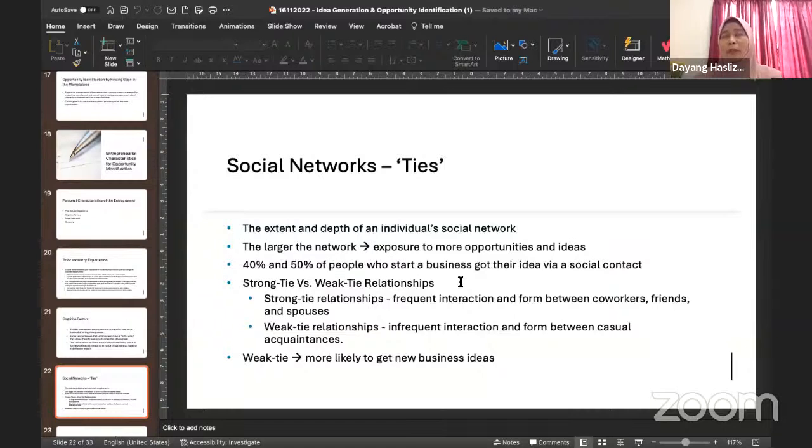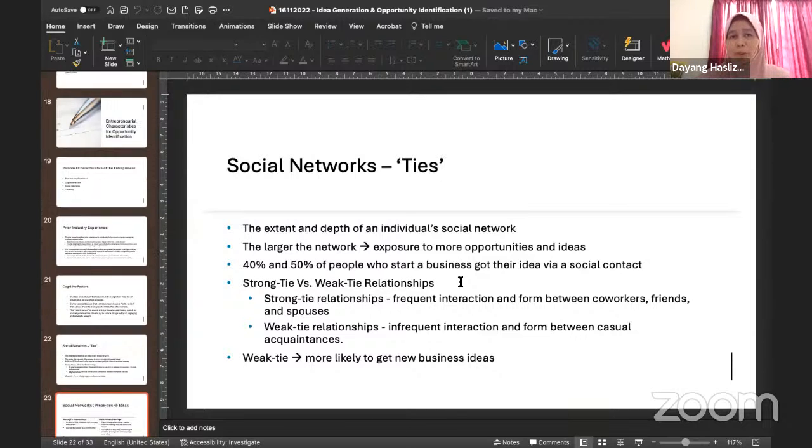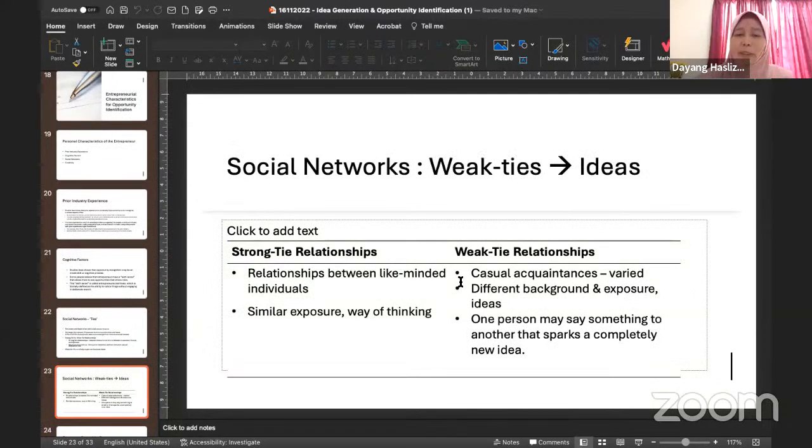We're talking about thinking out of the box, out of the norm, something which is not ordinary. So if you are talking to the same people, the same circle of friends, then we are going to get the same ideas. We already know each other, so we are discussing similar things, so less likely to get a new business idea. But if you are talking to different groups of people who are not so similar to us, there are things which can pop up, which can trigger business opportunity. So weak ties have more likelihood for you to get exposure and also business ideas and opportunities. This is what I explained just now.